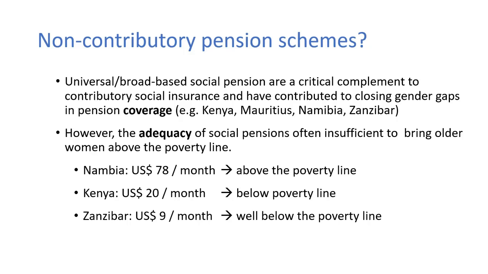in Namibia, the pension is at $78 per month, which is above the poverty line, which is good. In Kenya, it's $20 per month, which is below the poverty line. In Zanzibar, it's $9 per month, which is well below the country poverty line. So we can see that the issue is not only having pension coverage, but making sure that the benefits really help women to move out of extreme poverty.